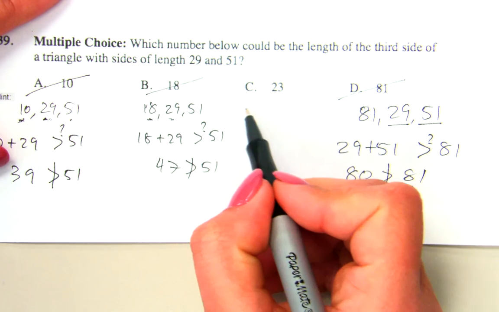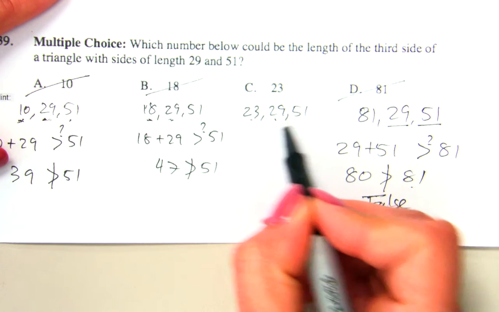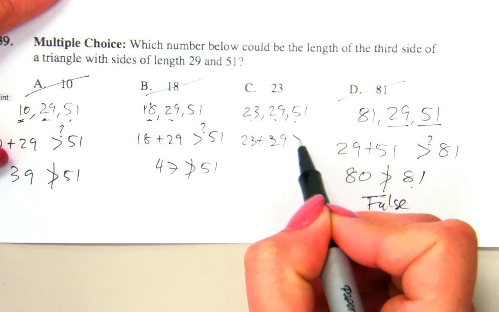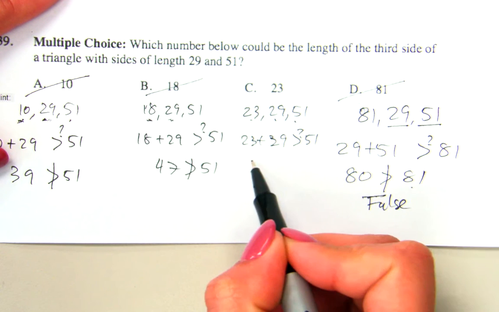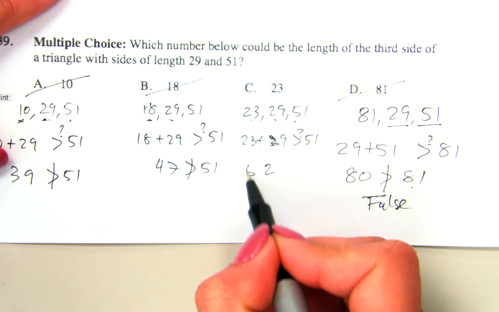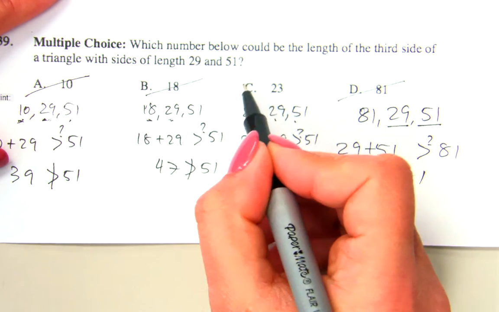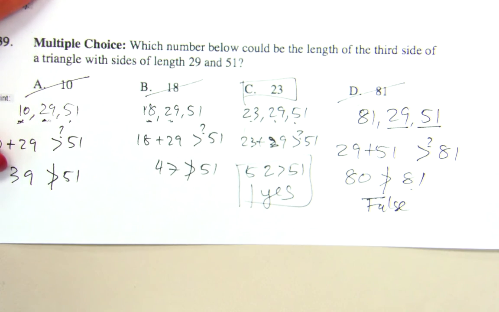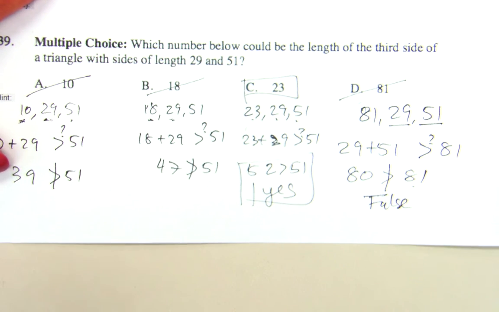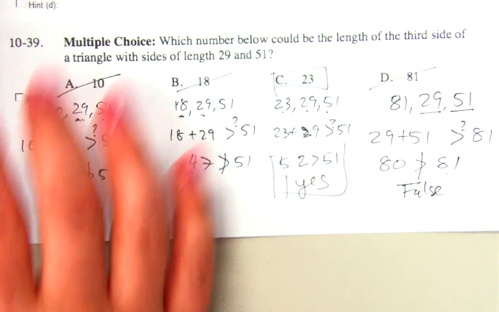So hopefully it's C. 23, 29, and 51. 23 plus 29, because those are the smallest ones. Is that more than 51? That's a 2, and then carry the 1. So 52 is more than 51. Yes. So the only possible option for the length of the third side has to be 23, because the others don't follow the pattern of the inequality for sides of a triangle.